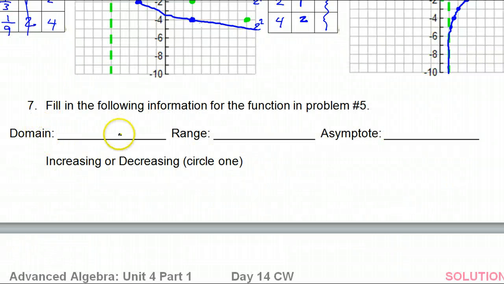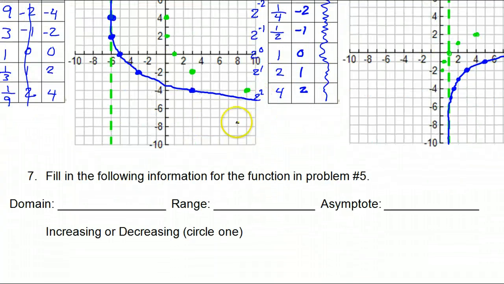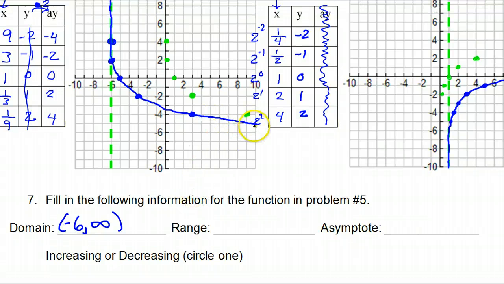For number 7, we're supposed to fill in this information for number 5. So the domain, that's left to right. So that's -6 to infinity. The range is bottom to top in that order. So this goes down forever and up forever. So that's -infinity to +infinity.